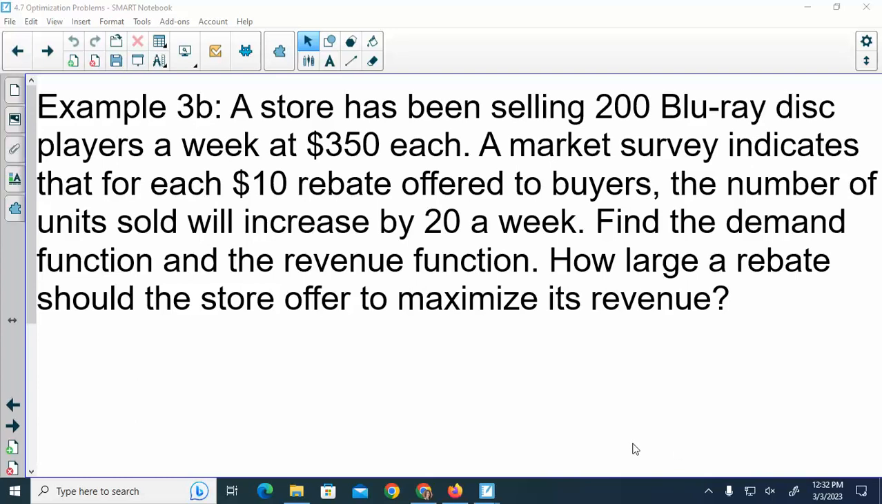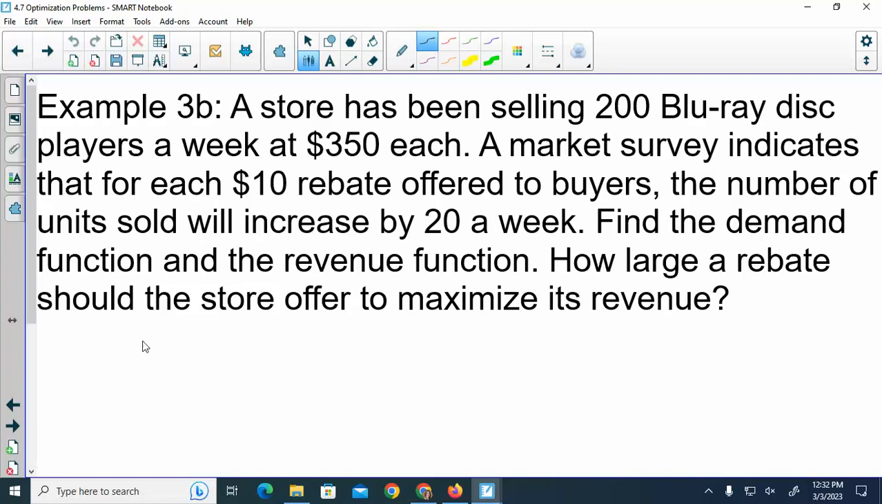Let's try this one. It's kind of similar to where we were at yesterday. We were talking about all of the business applications, so price, cost, revenue, those kinds of things. On this one it says, a store has been selling 200 Blu-ray disc players a week at $350 each.